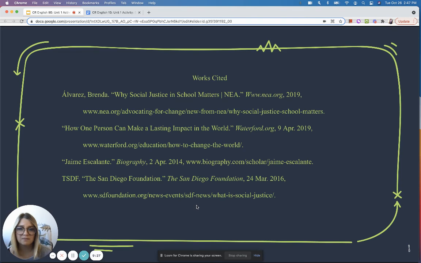And lastly, we have our works cited page. So this is in MLA format. There are websites on there that will help you format your sources into MLA. MyBib is a really great Google extension that will help you create your works cited page, and then you can even just copy and paste it onto your works cited on whatever format or document you're working on.